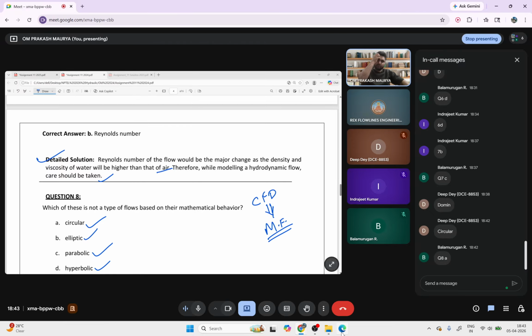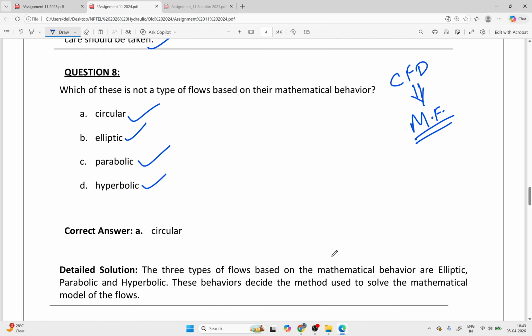Okay, let me just show you the answer. Definitely it will be circular. The three types of flows based on the mathematical behavior are elliptic, parabolic and hyperbolic. These behaviors decide the method used to solve the mathematical model of the flows. Remember, before you solve any problem, first try to find out whether your equation is elliptic, parabolic or hyperbolic. Based on this, you need to select your mathematical model.